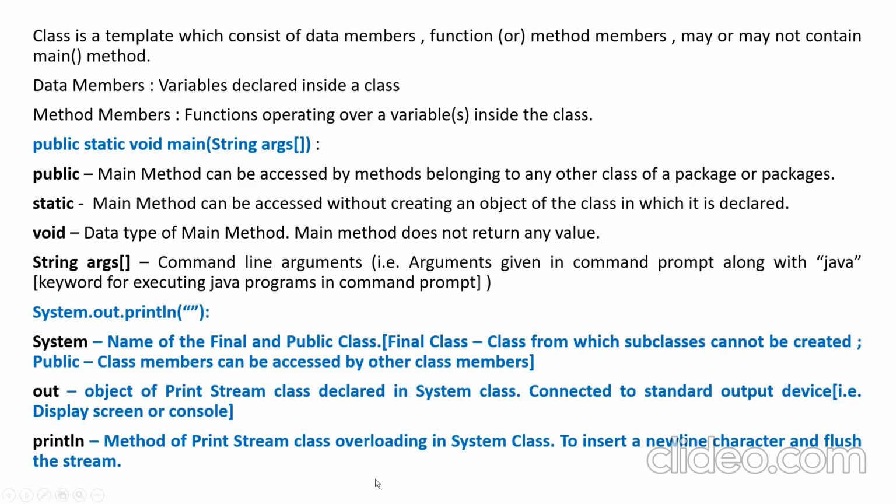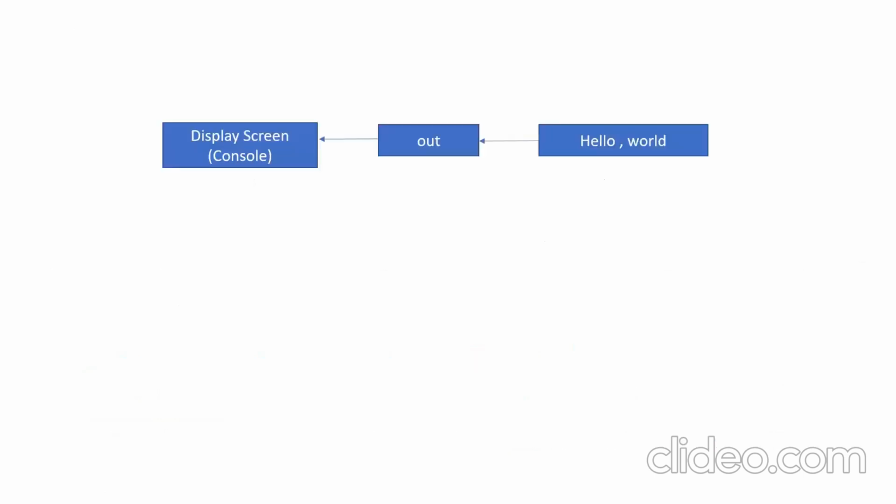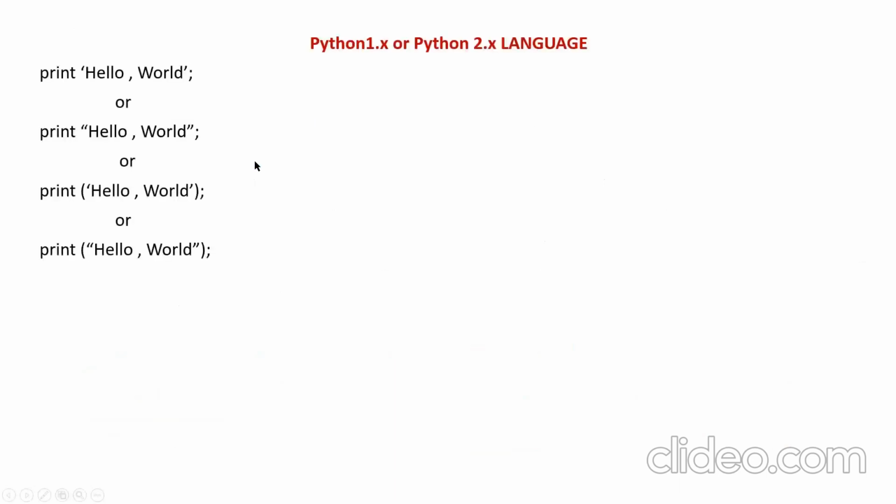So println is actually a method belonging to the PrintStream class. It has been overloaded in the System class. Its main purpose, after printing the particular string given in the System.out.println statement, is taking the cursor to the next line. This is the way the hello world program will be transmitted to the display screen. Here the out will be used as the object, and that object is connected to the display screen.